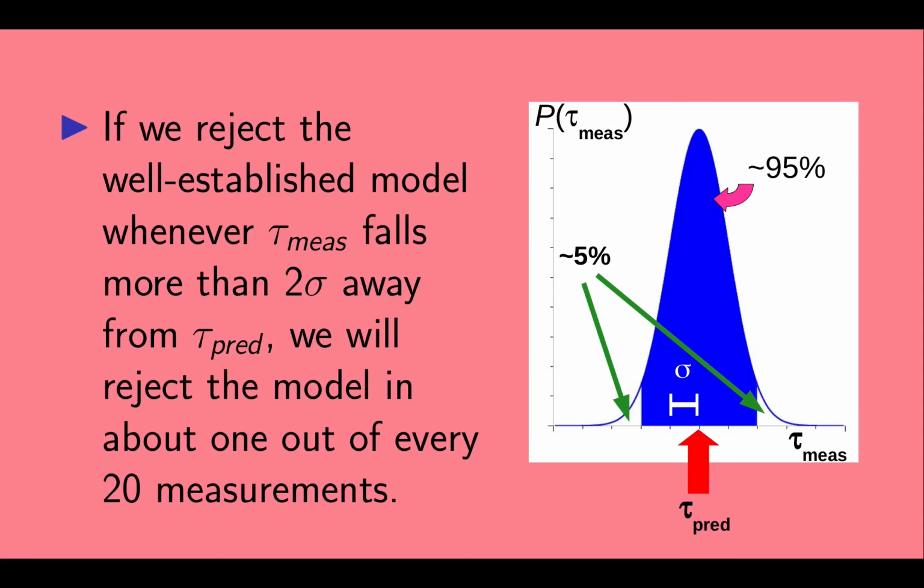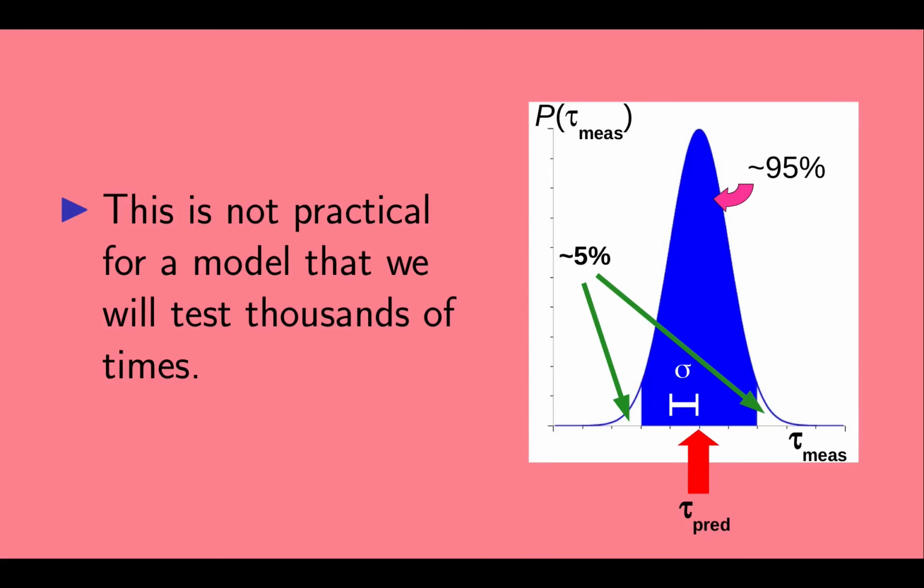If we reject the well-established model whenever tau measured falls more than 2 sigma away from tau predicted, we will reject the model in about 1 out of every 20, actually more like 22, measurements. This is not practical for a model that we will test thousands of times.